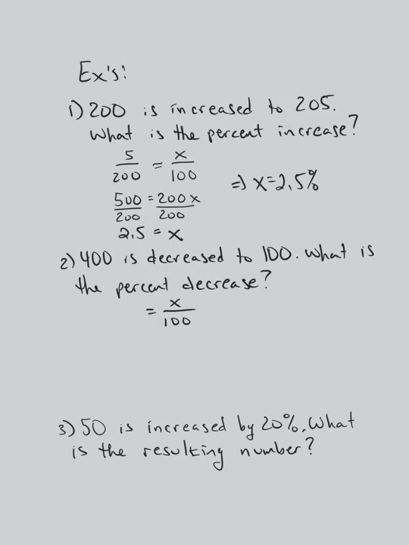So I started at 400, I went to 100. That means I decreased by 300. Okay, 400 minus 100 is 300. And then divided by what I started with, which would be 400. Okay, and then I equate cross products again. So I get 30,000 is equal to 400x, and then I can divide by 400 to isolate my variable.